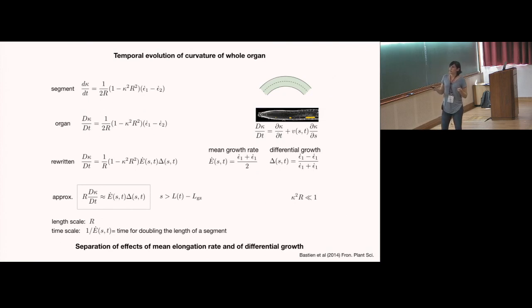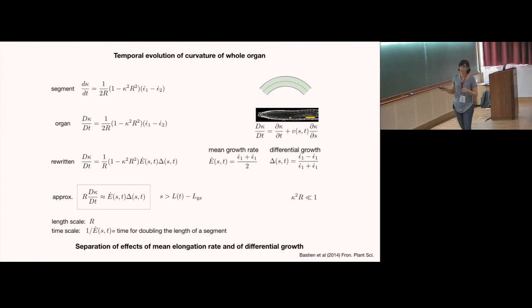So I can now rewrite this by making these definitions. The mean growth rate is just the average between epsilon 1 and epsilon 2, obviously. So I'm just averaging between the two. This is the average elongation rate. And there's a differential growth rate, which is the difference between them. So it's epsilon 1 minus epsilon 2, and epsilon 1 plus epsilon 2.